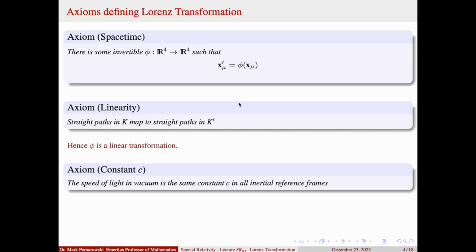However, in special relativity, there's an additional assumption of linearity, namely that straight paths observed in frame K get mapped to straight paths in K prime. A consequence of that is that the aforementioned transformation phi must be a linear transformation. And lastly, and most importantly, is the axiom that the speed of light c measured in each inertial frame is the same. It is this last one which gives rise to the formulas for the Lorentz transformation.